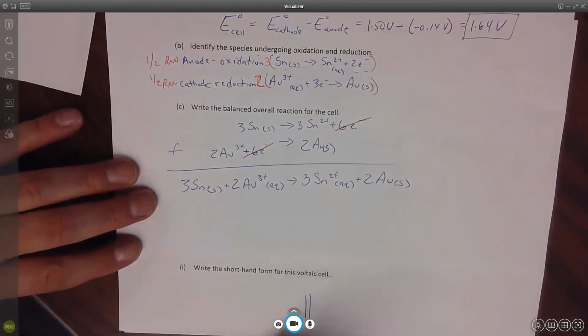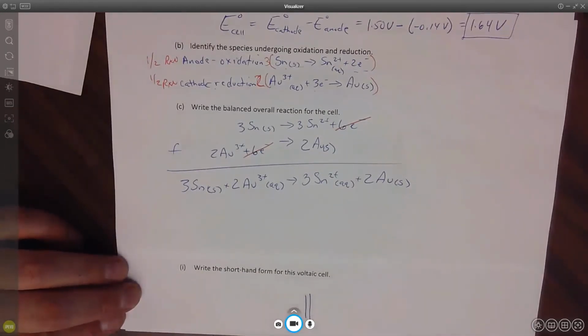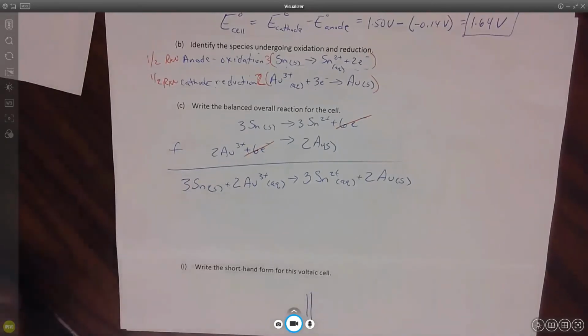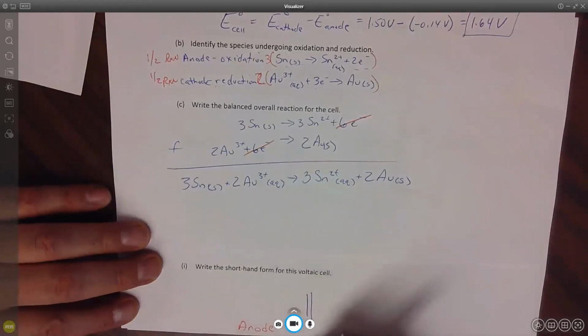Then what am I going to write on the left? What goes on the left? Just generally for any cell, what goes on the left? Again, it's really easy if you keep everything in alphabetical order. What goes on the left? Anode. Yeah. What goes on the right? Cathode.